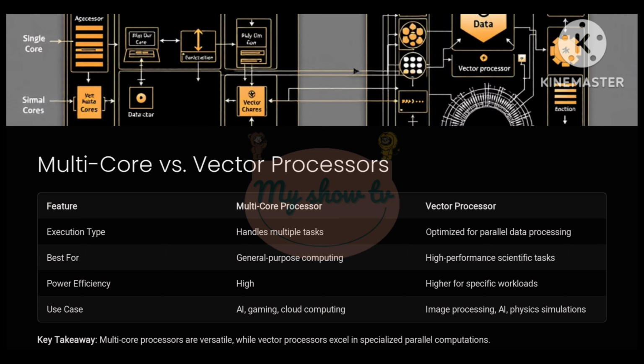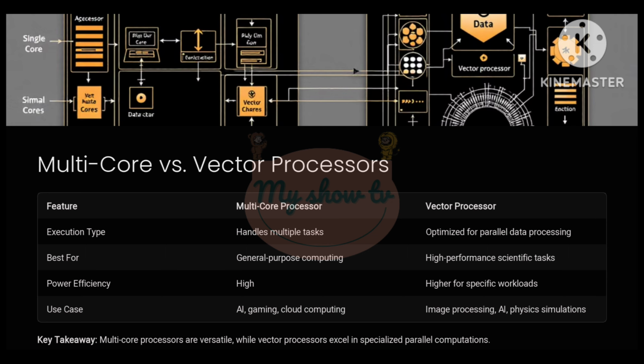Slide 8. Multi-core versus vector processors. As computing demands increase, different processor architectures are used to handle various types of workloads efficiently. Two important architectures in high-performance computing (HPC) are multi-core processors and vector processors. While both improve processing power, they do so in different ways. Multi-core processors focus on handling multiple tasks simultaneously, while vector processors specialize in parallel data processing for numerical and scientific computations. Breaking down the differences.